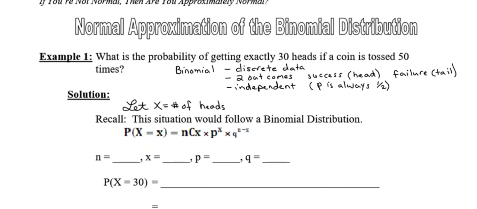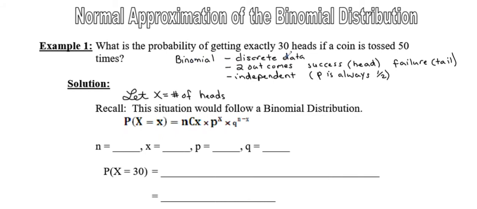Just to recap why this is a binomial distribution question, it's because we have discrete data. If our random variable is the number of heads, then you only have a finite number of heads that you can toss. You do not have an infinite number of heads. You're not allowed to have decimals or anything like that. So we have discrete data. There are two outcomes. You have a success, which in this case is flipping a head, and a failure, which is flipping a tail. And our events are independent, which means the probability of success, which is flipping a head, is always 1/2. So that's why this is a binomial distribution question.